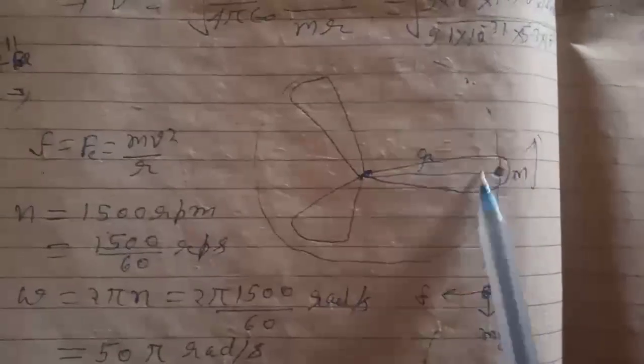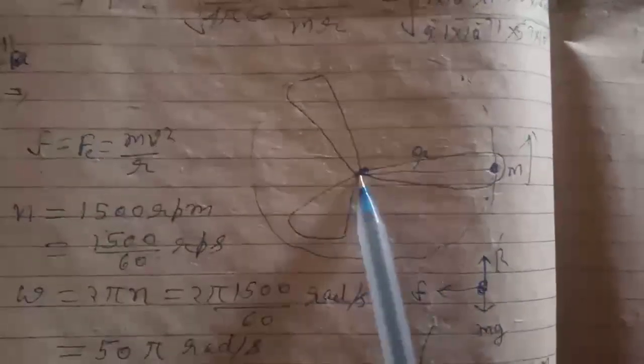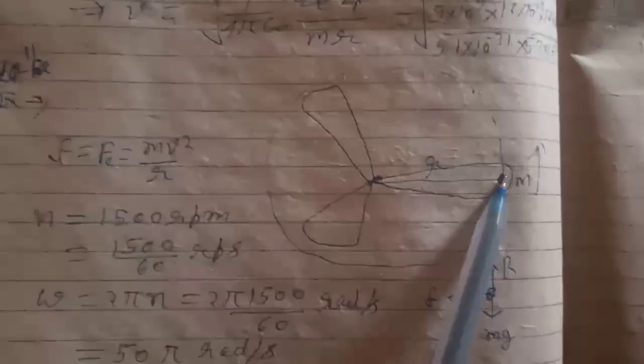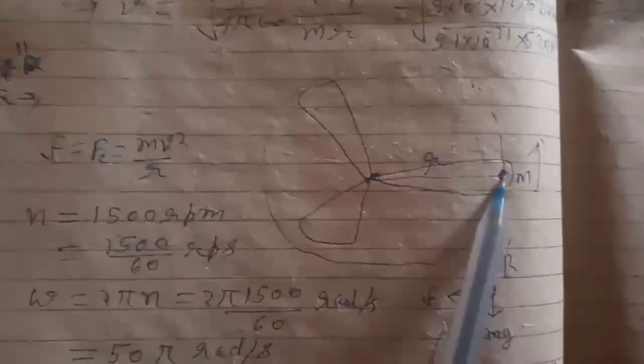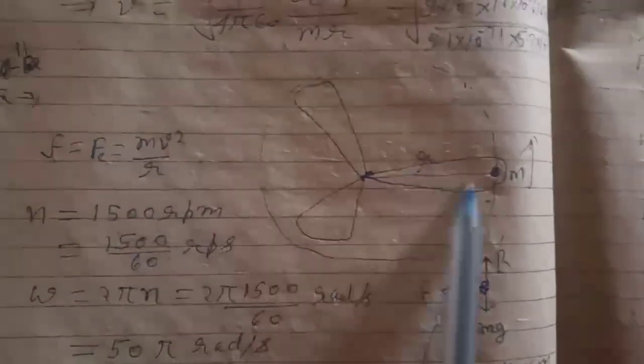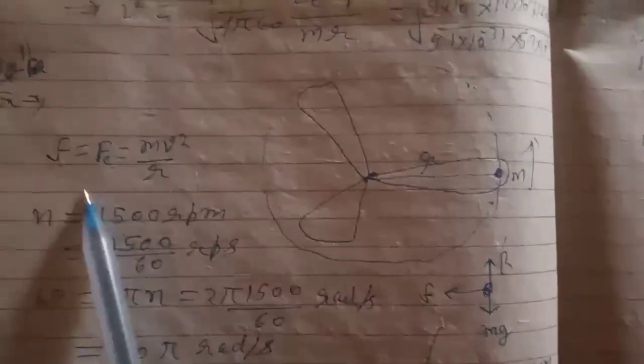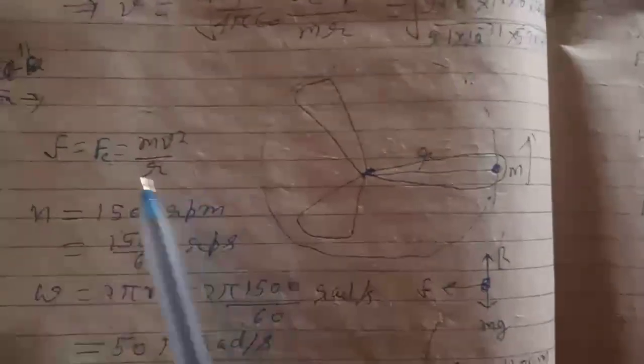This is shown a blade of the fan on which a particle of mass m is resting, and the radius is r. Now, to revolve this particle in the circle, the force is provided by the force of friction. So F will be equal to Fc, equal to mv square by r.